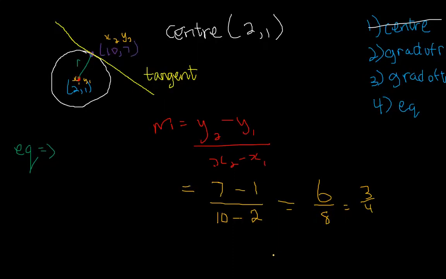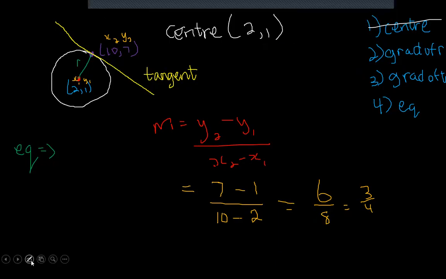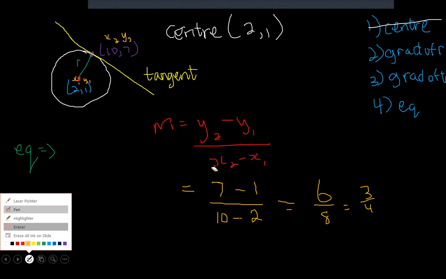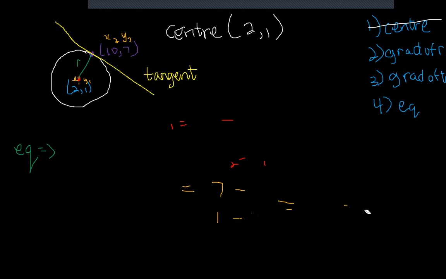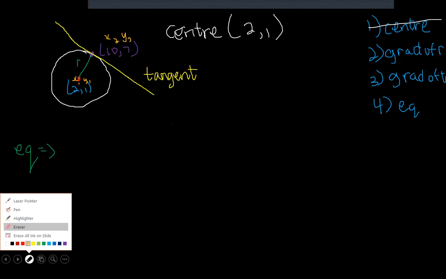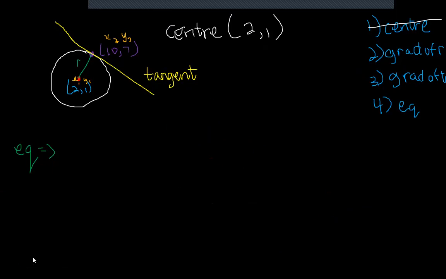Everybody got that? Yes, miss. Okay. If anybody did not get that, let me know. Can anybody tell me what the gradient of the tangent would be? -4/3. Good job. -4/3. So we know that the gradient of R is 3 over 4. So this step is done.